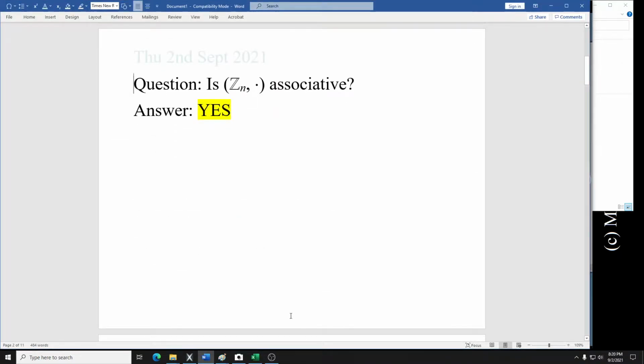Question: is Zn together with multiplication modulo n associative? Answer: yes. Let's exemplify.